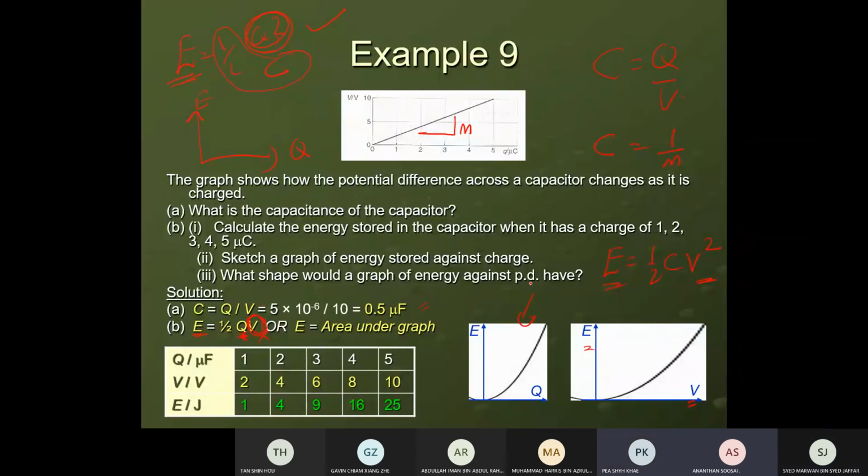Okay. Sketch the graph of energy stored against charge. What shape would the graph of energy against PD look like? So these are the two answers. Remember, when you want to sketch a graph, use the energy formula involving C, because C is constant. They need to be constant. Any questions from here?